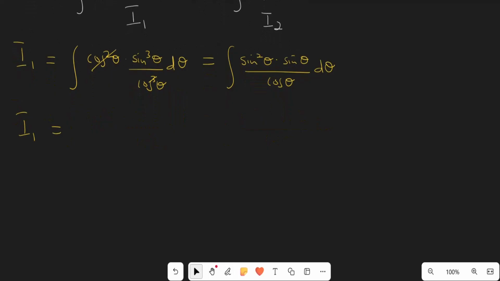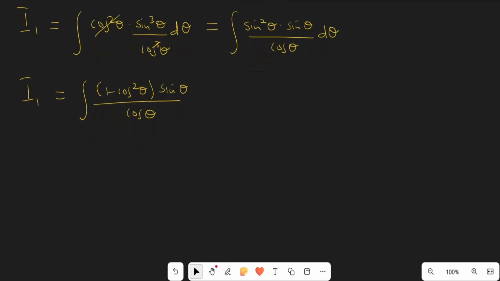I1 is going to be equal to the integral of sine square theta from the Pythagorean identities. That is going to be 1 minus the cosine square of theta, multiplied by sine of theta, all over the cosine of theta, right? So this integral 1 can also be split into two different integrals.